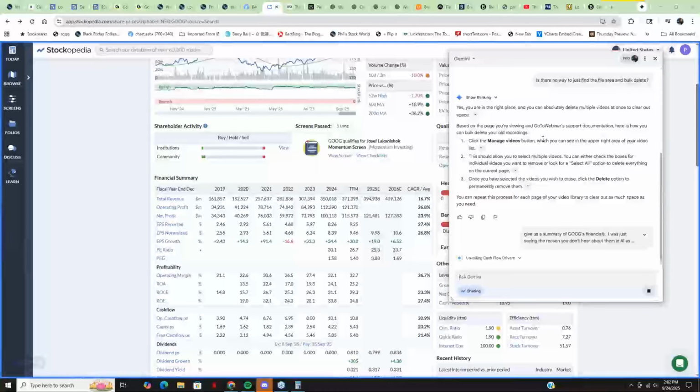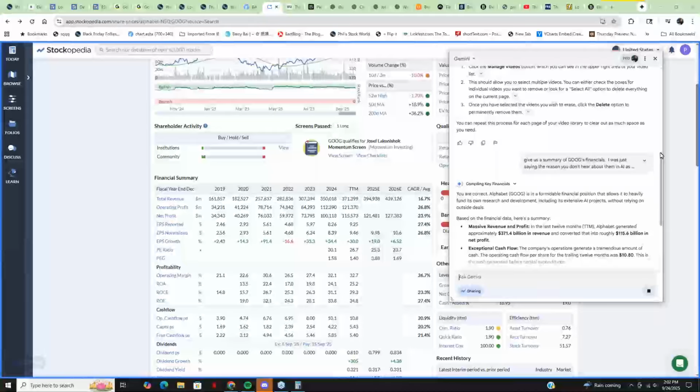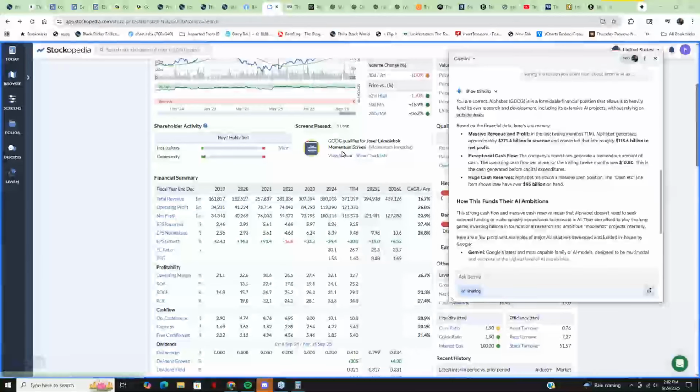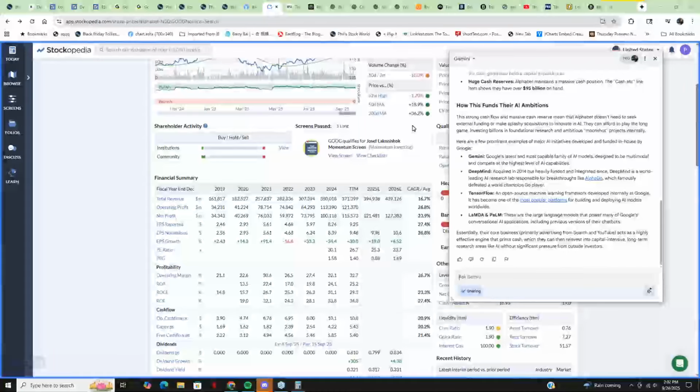So you see, this is just on the fly, and before we've been talking about how to fix my disk space, and now he can see anything you can see on the screen. So he says, you're correct. Google's formidable financial position allows it to heavily fund its own research and development. Massive revenue and profit, 115 profit, exceptional cash flow, huge cash reserves. How this funds their AI ambitions. Gemini, Google's most capable family of models. DeepMind, acquired in 2014, heavily funded and integrated.